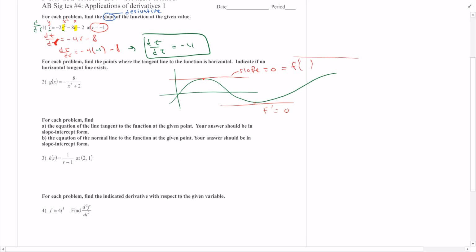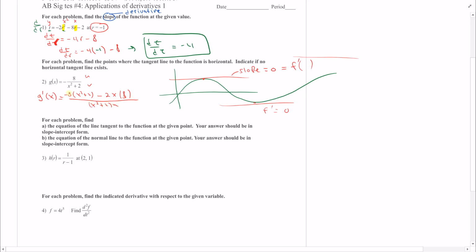So what do we need to do? Well, one, we need to find the slope function and then figure out for what x values the slope function is 0. So let's find g prime of x. This is going to require maybe some quotient rule. u prime v minus v prime u. So it's going to be u prime is 0 times this. Should I put the negative there? Minus 2x times 8 all over x squared plus 2 squared.